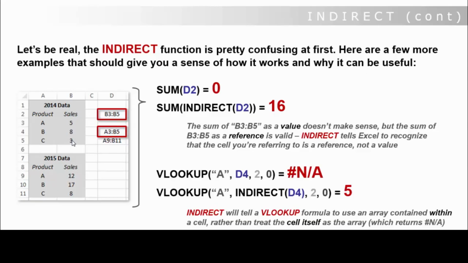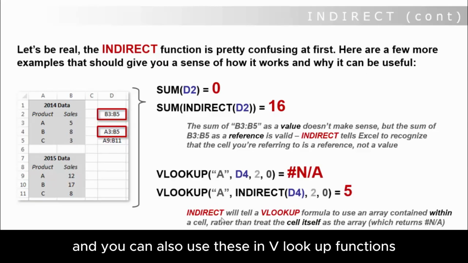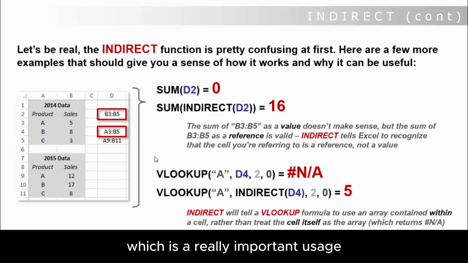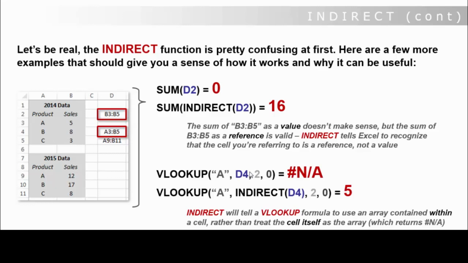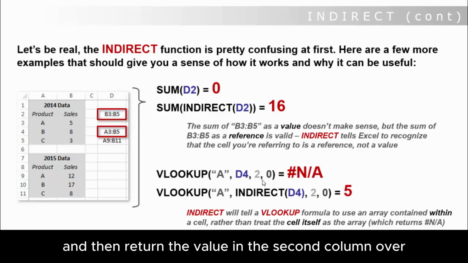And you can also use these in VLOOKUP functions, which is a really important usage for the INDIRECT function. You could say, let's VLOOKUP the letter A in the lookup array of D4, and then return the value in the second column over.